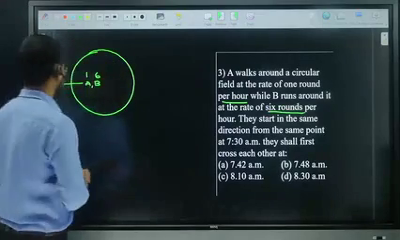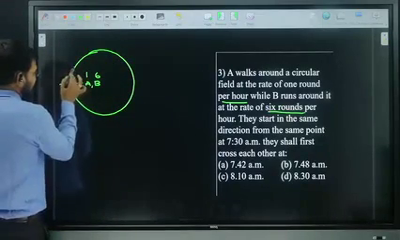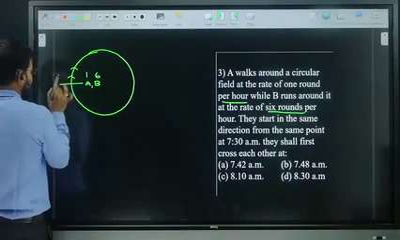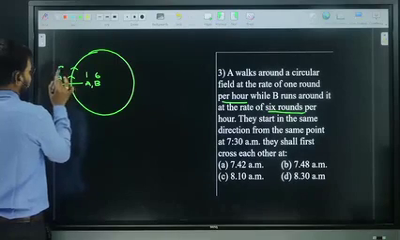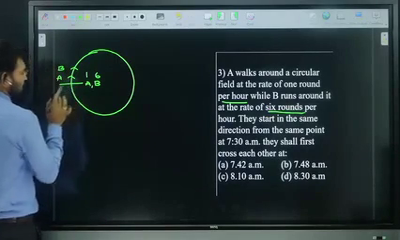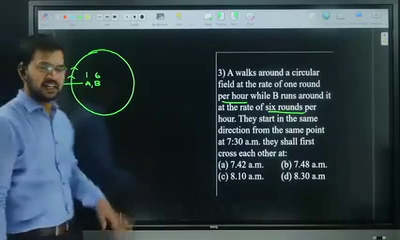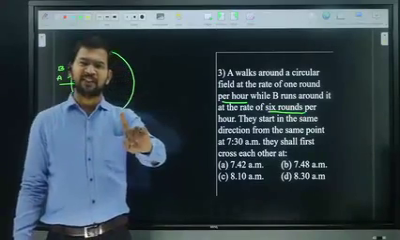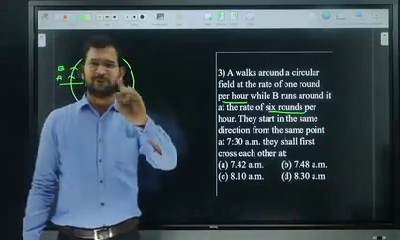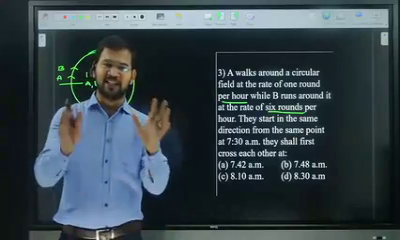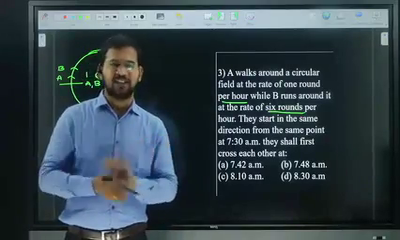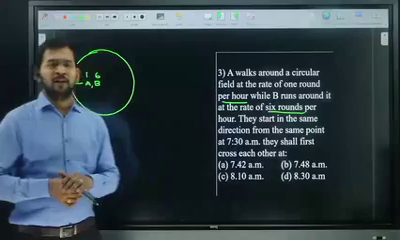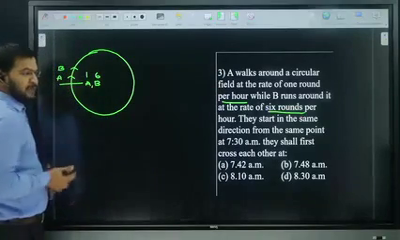Both start in the same direction, A and B. Both start at the same point. Starting point is same and direction is also same. A completes 1 round in 1 hour, B completes 6 rounds. Both are on the same track. Amma, so both are in the same direction, right?